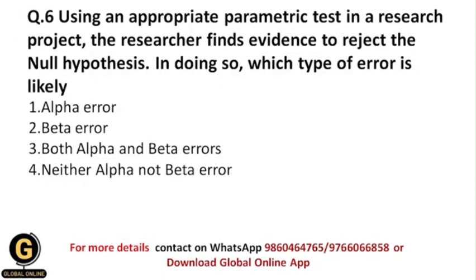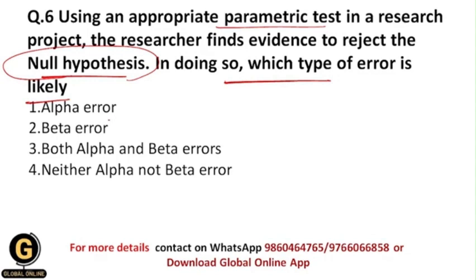Okay, using an appropriate parametric test in a research project, the researcher finds evidence to reject the null hypothesis. In doing so, which type of error is likely? So a researcher did a particular parametric test in a research project, and after doing the test, he finds evidence that he needs to reject the null hypothesis. Whenever he is rejecting the null hypothesis, in that situation what type of error will occur?